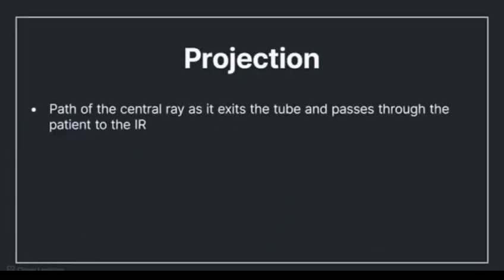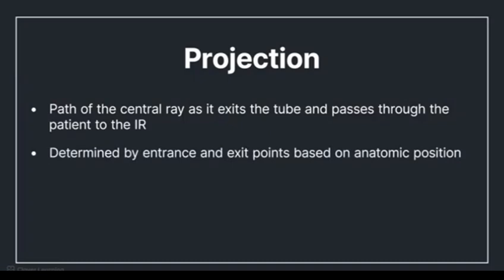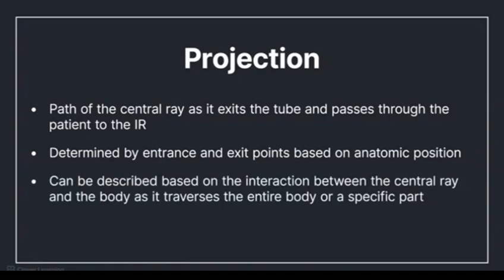So, in summary, radiographic exams are typically labeled based on their projection. The projection is defined as the path of the central ray as it exits the tube and passes through the patient into the IR. The majority of projections are determined by entrance and exit points based on anatomic position. Additionally, projections can be described based on the interaction between the central ray and the body as it traverses the entire body or a specific part.